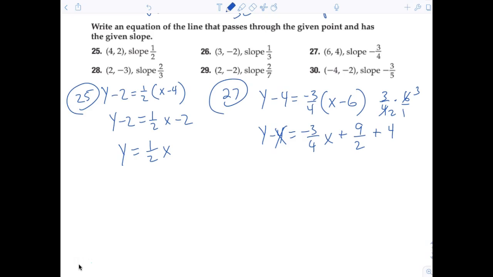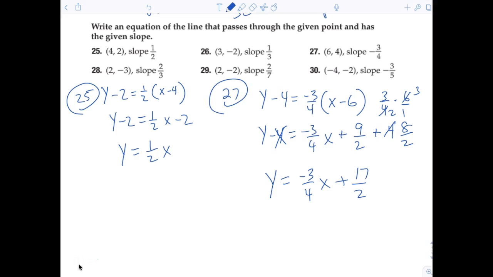Think of it, you have 4 pizzas. You cut them all in half. You now have what? 8, right? So 4 is equivalent to 8 halves. So my final answer now is y equals negative 3/4 x plus 17 halves.